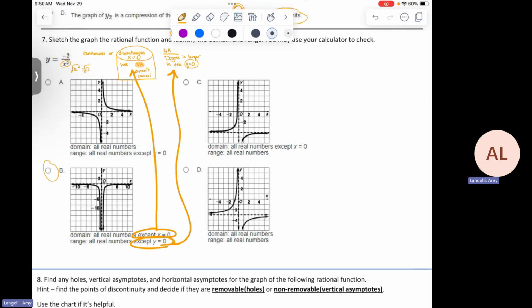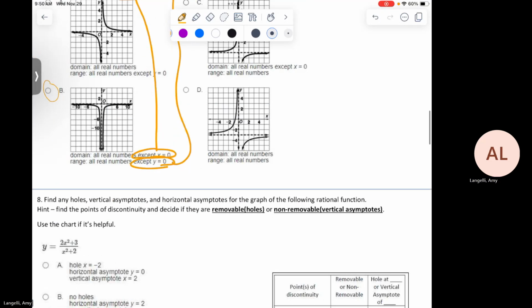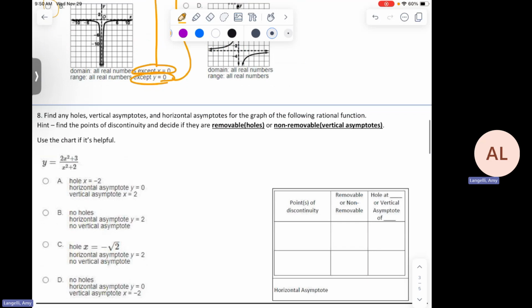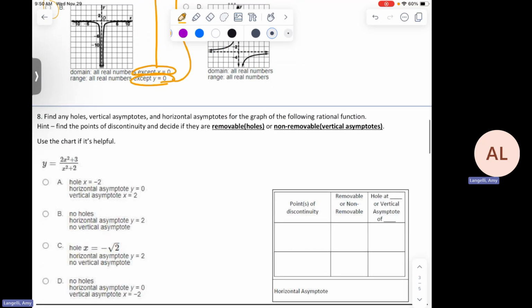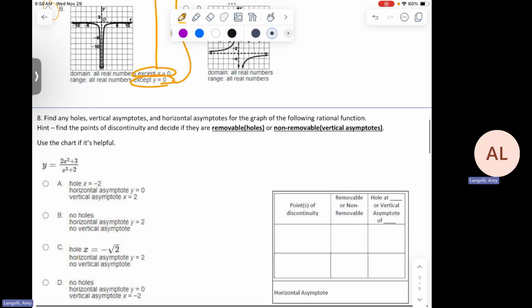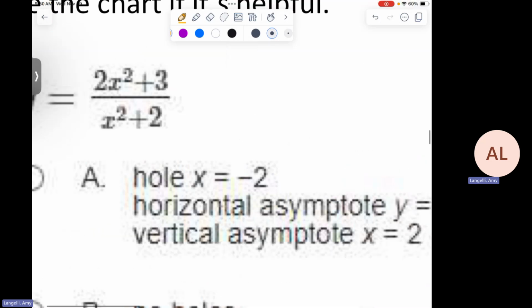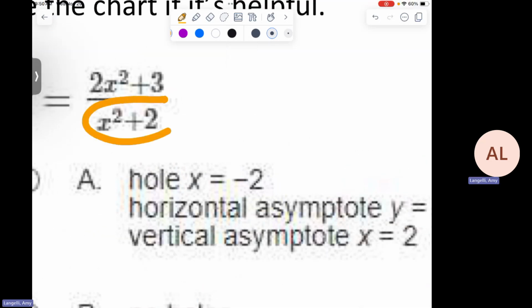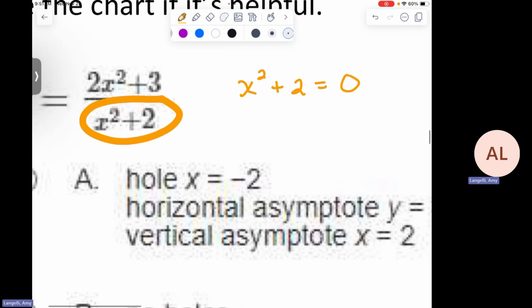All right, let's go to here. Find any holes, vertical asymptotes, horizontal asymptotes for the graph of the rational function. Hint: find the points of discontinuity, decide if they're removable or non-removable. Let's zoom in right here. Talk to me about the denominator. What do we always set your denominator equal to? Okay, and then we solve. How would I solve for this?